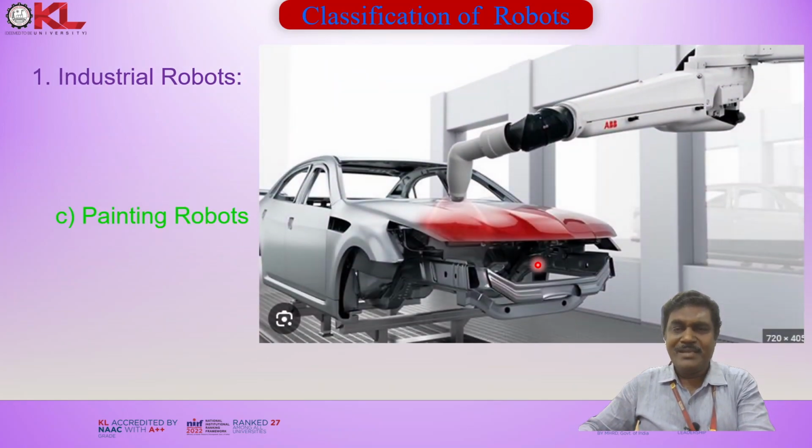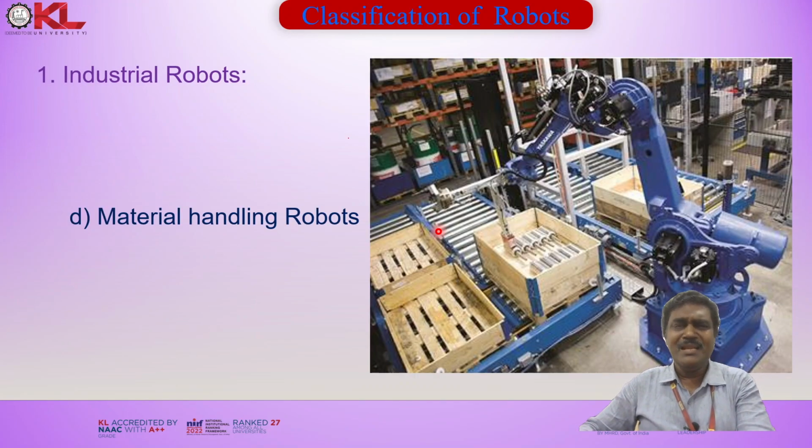Next is painting robots. So you can do the painting. In most of the car industries, all these are spray painting. We can perform this spray painting with the help of robots by using different end effectors, nozzles, and all the painting device setups. We can achieve the required depth and thickness of the paint with different shades by using these painting robots. Next, material handling robots.